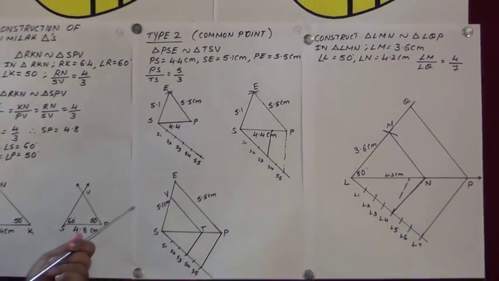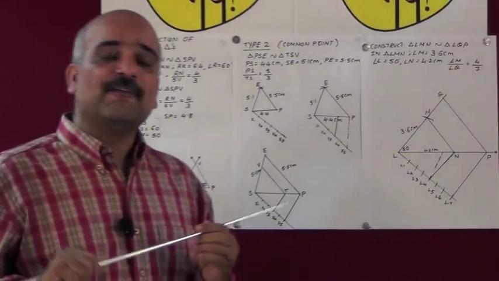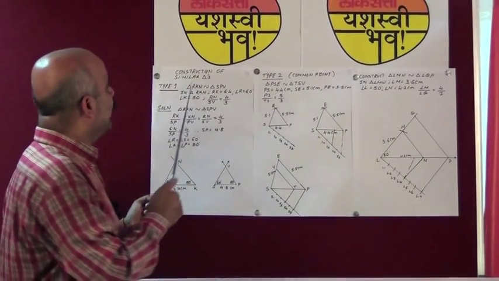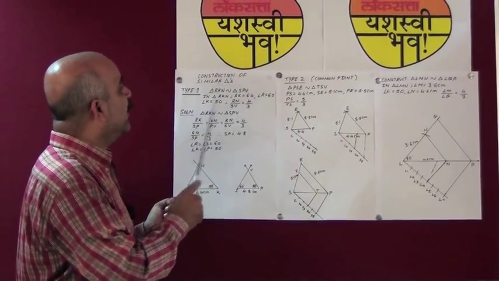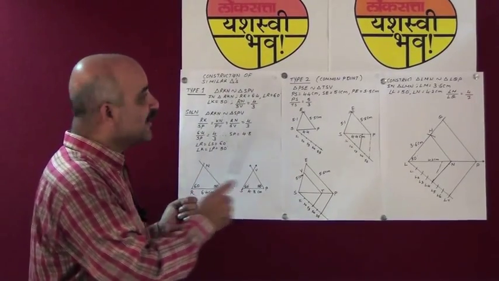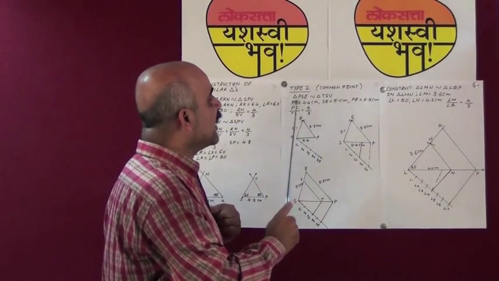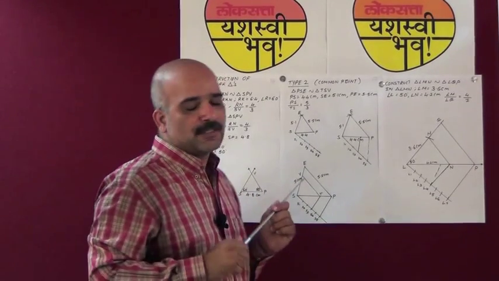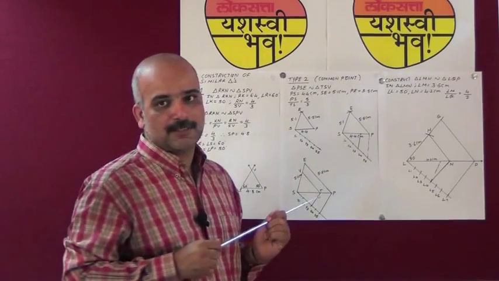Now apart from this, if you see, we have done the 2 types of construction of similar triangles. First is when there is no common point between the 2 triangles, and the second method that we have is when there is a common point between the 2 triangles. This type of sums normally come for 4 or 5 marks.